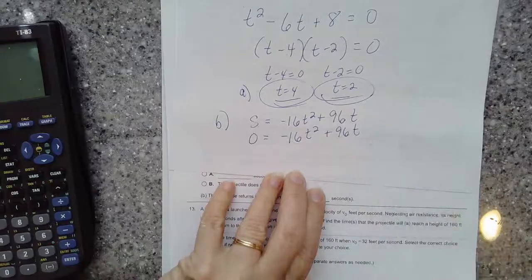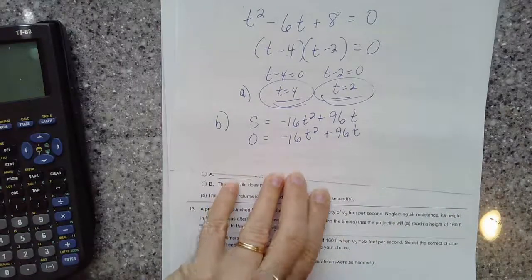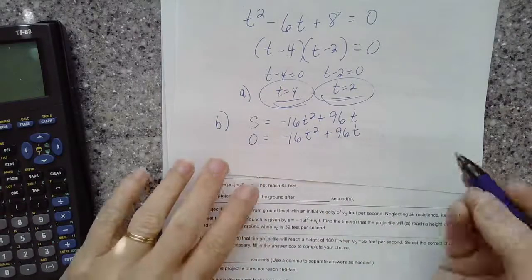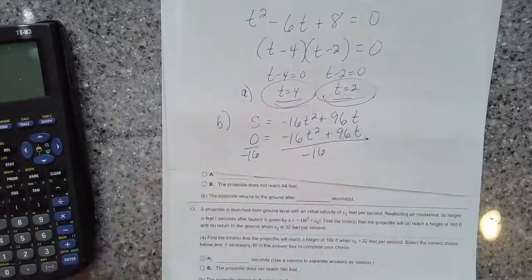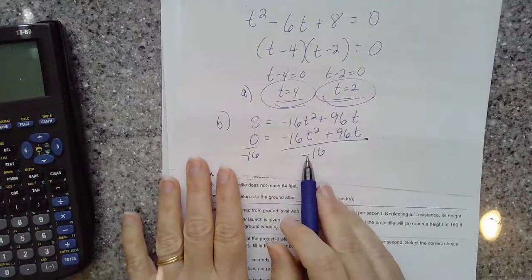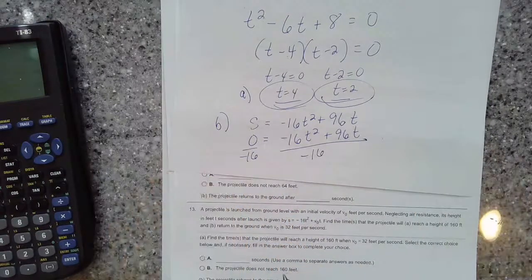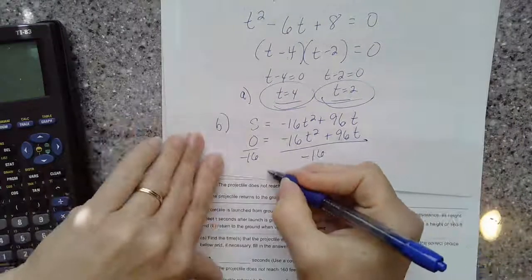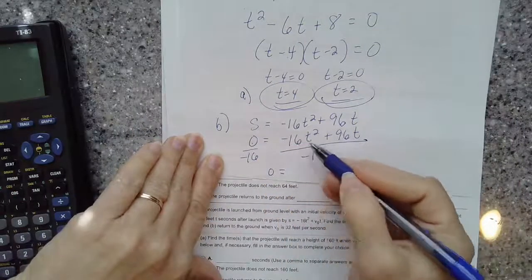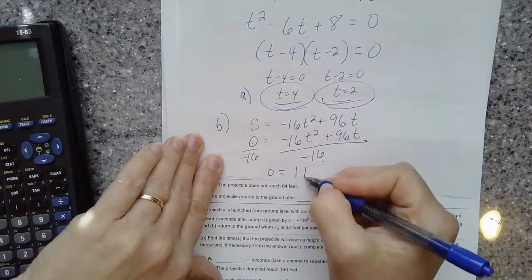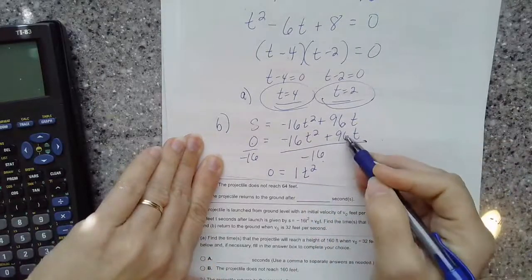Or you can use your factoring, or I'm going to divide. I like to do that just to make the problems a little easier. Everything divides by 16. And I'm even going to divide it by negative 16 to make my signs a little nicer, more positive. So 0 divided by negative 16 is 0. Negative 16 divided by negative 16 makes 1t squared. 96 divided by negative 16 is negative 6t.